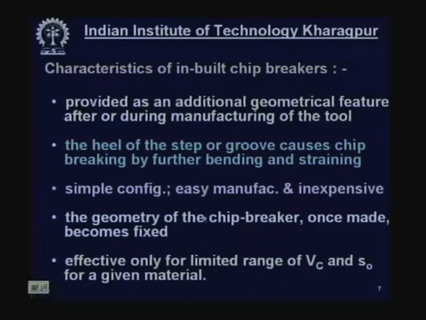If the radius of curvature of the chip changes, then this groove which has been formed already may not be effective, and the critical radius of curvature at which the chip breaks depends upon the work material, the tool material, the cutting velocity, feed. So, this fixed type chip breaker will be suitable for a particular material and a particular condition. Hence, it is said that these groove type or inbuilt chip breakers are effective only for a limited range of velocity and feed for a given work material.